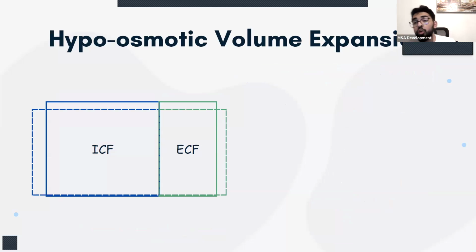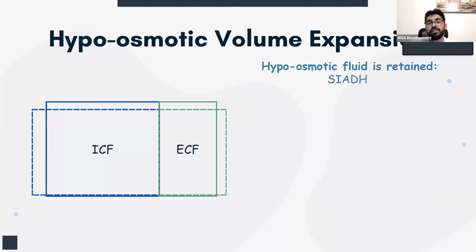Last but not least is hypoosmotic volume expansion. So this happens in cases such as SIADH, where this is just a disease where there's an increased excretion of ADH. As a result of that, you're going to reabsorb a lot of water, but not a lot of salt. So the ECF is going to be hypoosmotic, and you're going to see that as a vertical decrease in the size of the box. Okay. Now again, here we have low osmolarity here, but higher osmolarity here.